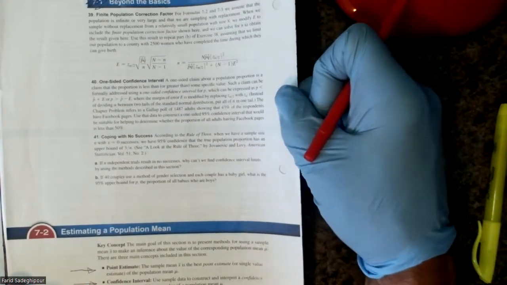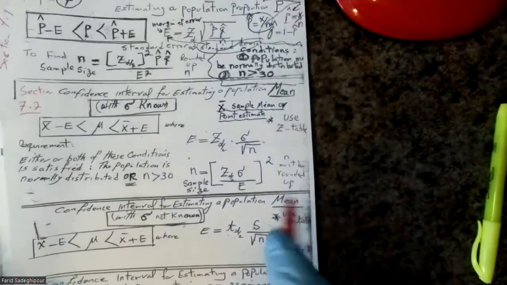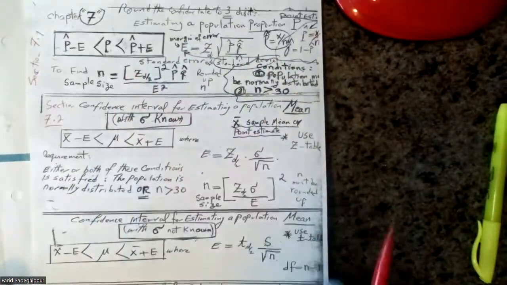So in section 7.2, we discuss estimating the population mean. And there are also some formulas that we are using for that, for population mean. Now, we already used this formula for proportion.